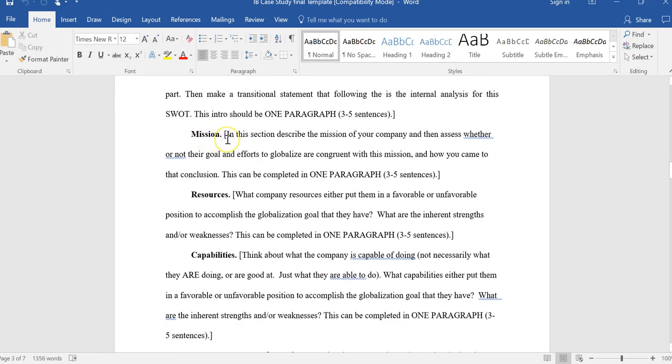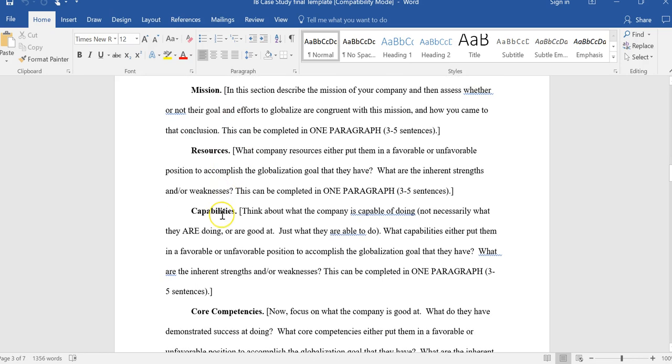So you look at the mission and you kind of define what their mission is. At this point, you don't want to get off track. You just want to say what their mission is. What kind of resources do they have? What are they able to do? Not what they're good at. What are they able to do? What do they have the capability of doing? So kind of look around and see what they're able to do, and then what are they actually good at? Each one of these should be 1 paragraph.